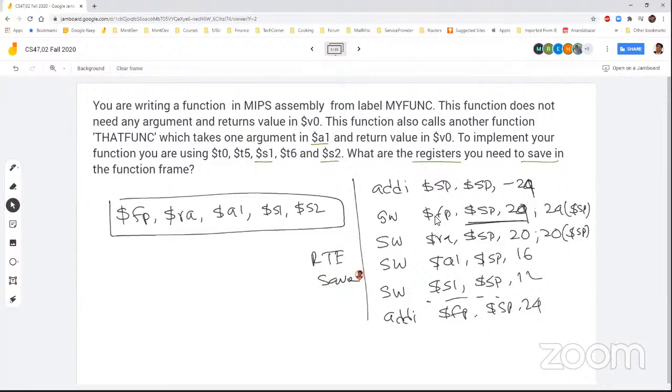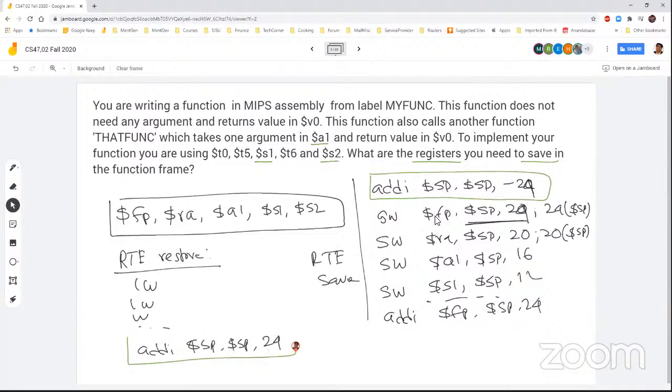And on the other side, on the RT restore, that part of code, what we do, we do a bunch of load words. And at the end, we basically do stack pointer plus 24. So you see this stack pointer is implicitly saved. It's just by the operations. It is not a part of the frame itself. Your frame contains all other registers, but not the stack.